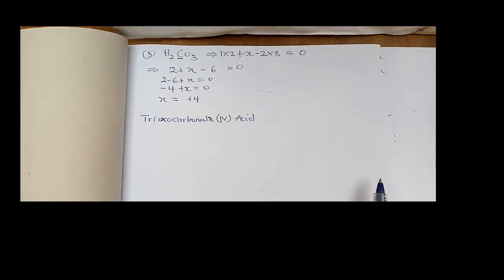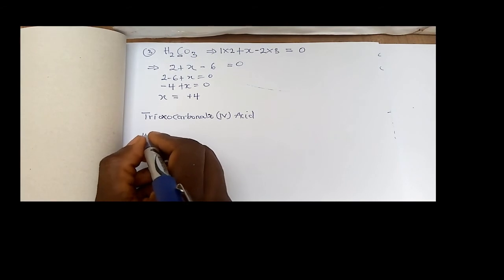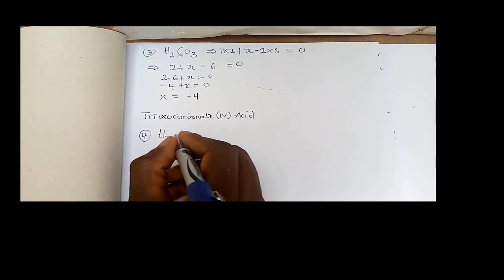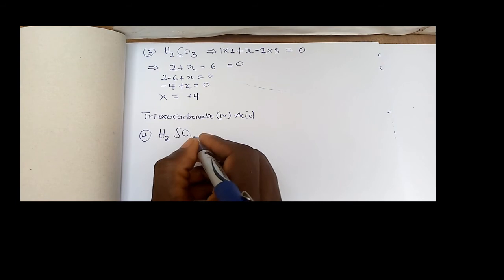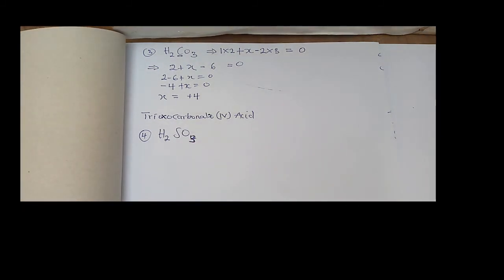So let's take another example, and that one is going to be the last example. And then I know that by this last example, everybody will be able to name oxo-acids. So let's take it, and it's like this. H2SO3. Okay, so this is the compound, it's H2SO3.